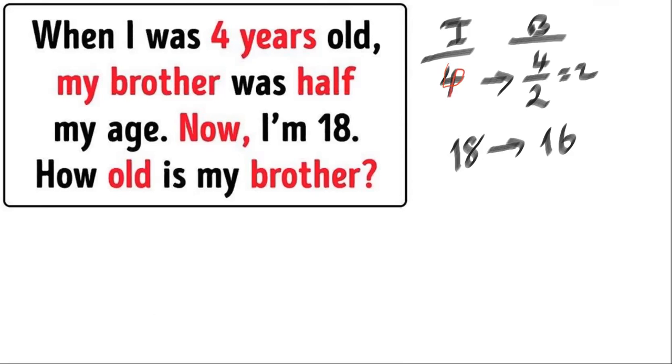So if I is 4, when I was 4, my brother was half, so divide by 2. Now I am 18, so some people may think, okay, my brother will be half of 18, so it will be 9, but we should be careful, because when I became 18, how many years passed? So 18 minus 4, 14 years passed. The same years passed for my brother, so plus 14. It will be 16 years old.